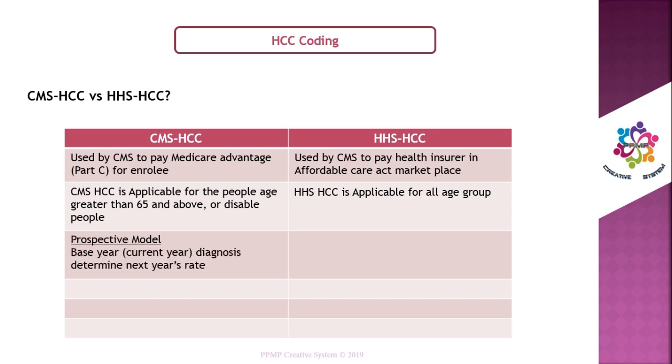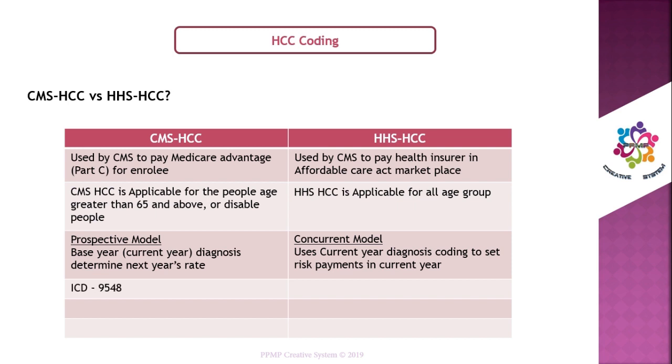CMS HCC is a prospective model. That means the current year diagnosis data is used to determine the next year's rate. HHS HCC is a concurrent model. That means the current year diagnosis data is used to determine the current year expenditures.